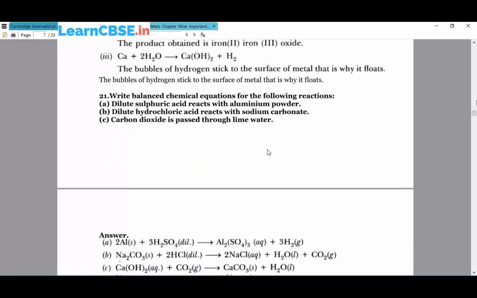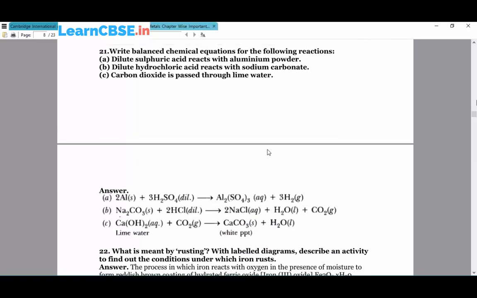Write the balanced chemical equation for the following reactions. Dilute sulfuric acid reacts with the aluminium powder. So 2Al plus 3H2SO4 gives Al2(SO4)3 plus 3H2. Dilute hydrochloric acid reacts with sodium carbonate. So Na2CO3 plus 2HCl gives 2NaCl plus H2O plus CO2. Carbon dioxide is passed through the lime water. Ca(OH)2 plus CO2 gives CaCO3 plus H2O.